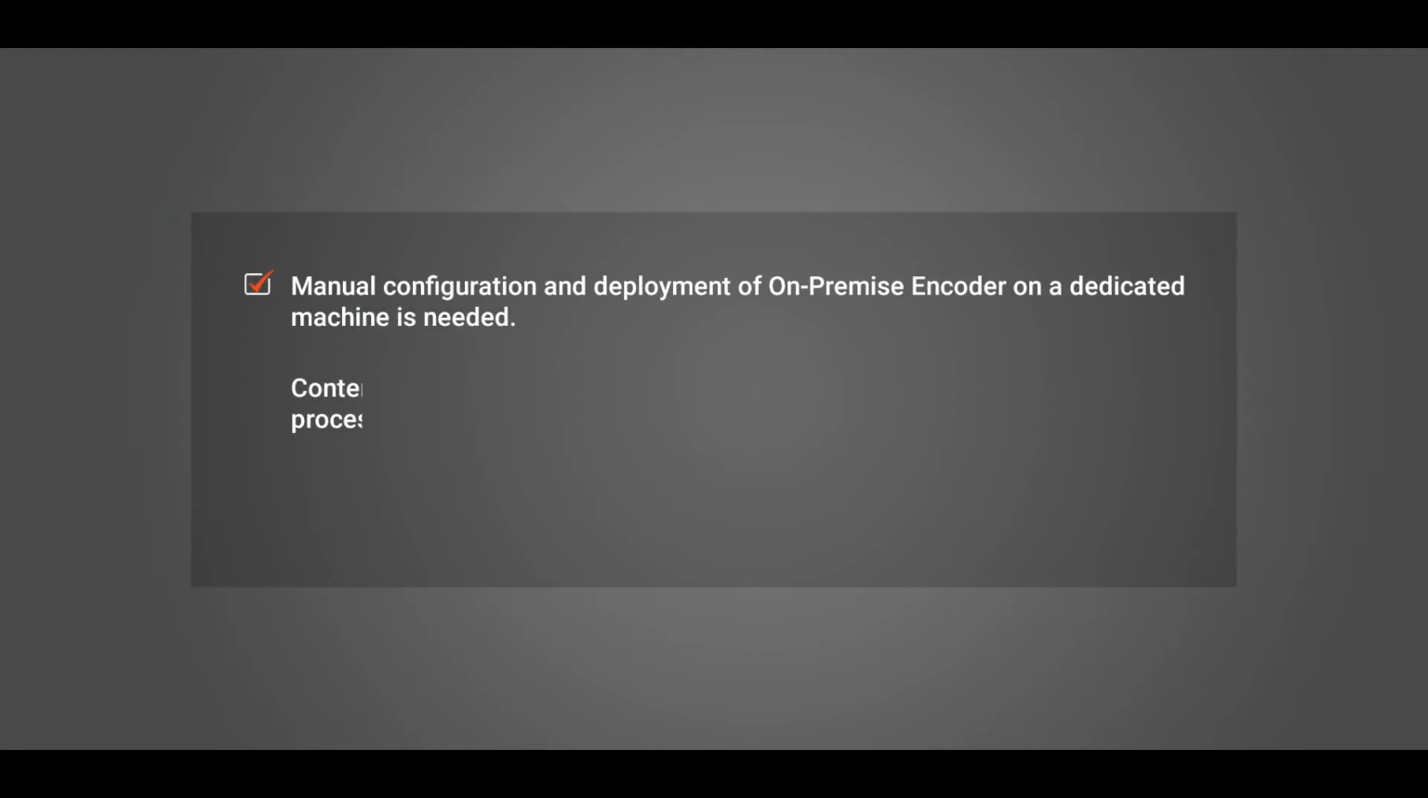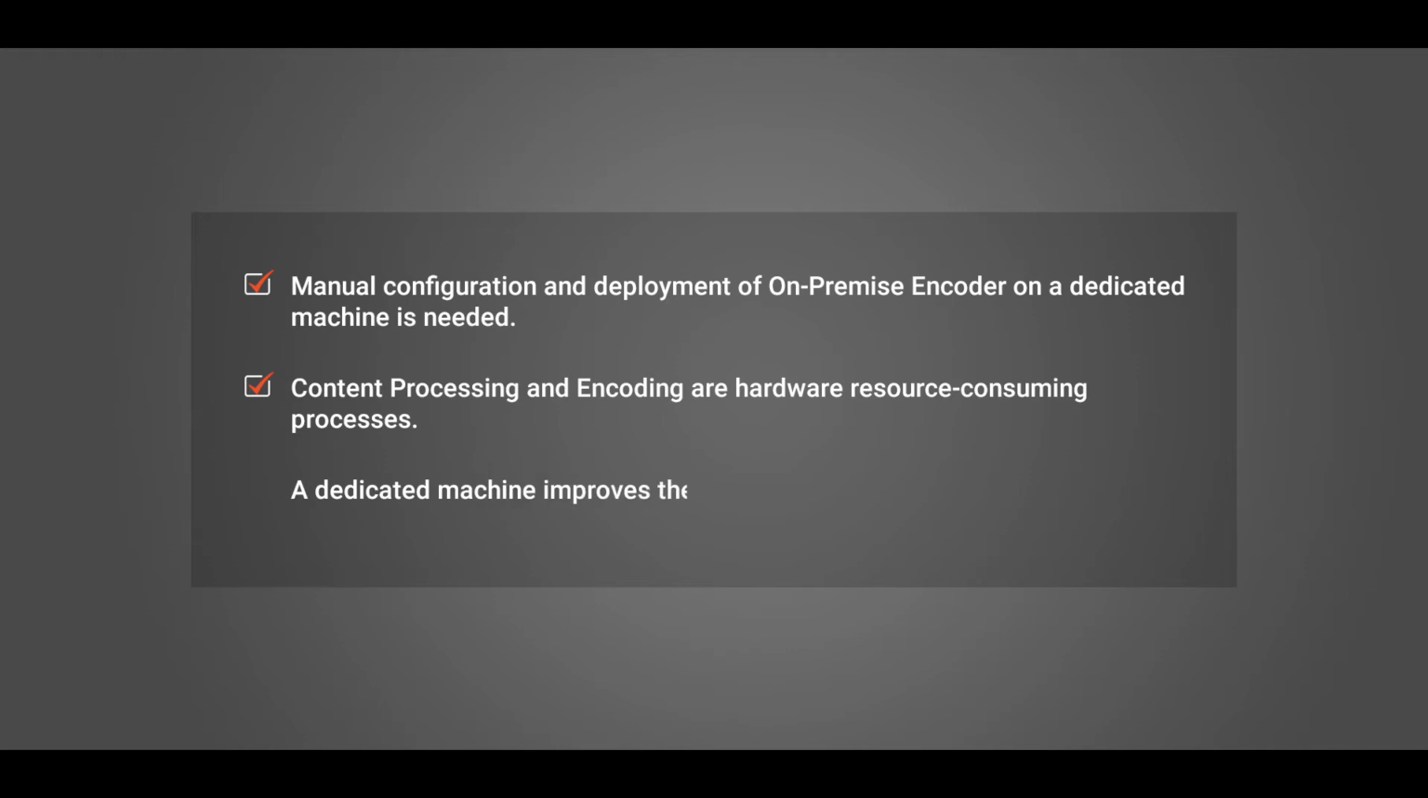You need to manually configure and deploy the on-premise encoder on a dedicated machine. Content processing and encoding are hardware resource-consuming processes. A dedicated machine for this purpose improves the performance of the application more efficiently as compared to the processes that are running on the same server where the application is deployed.